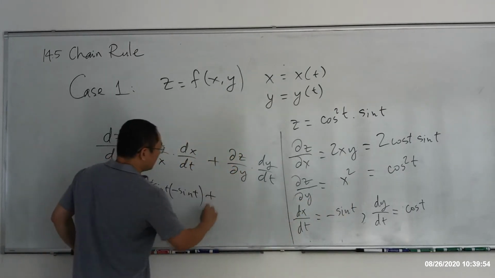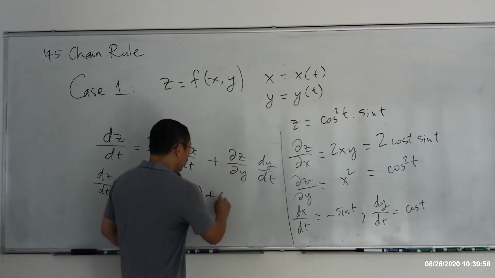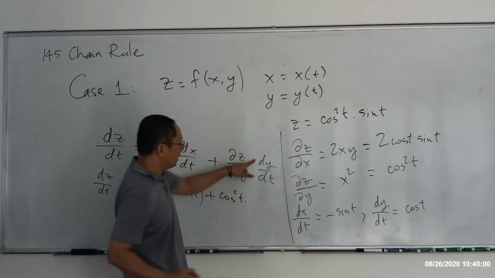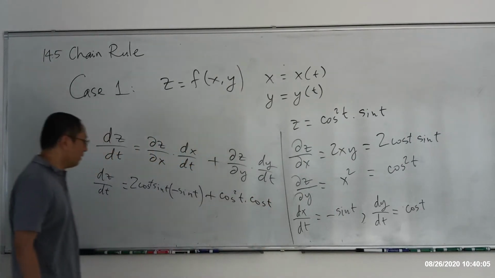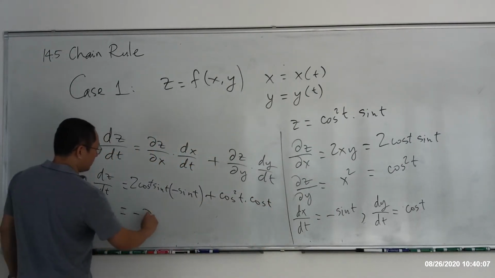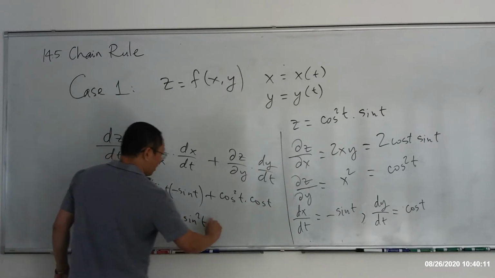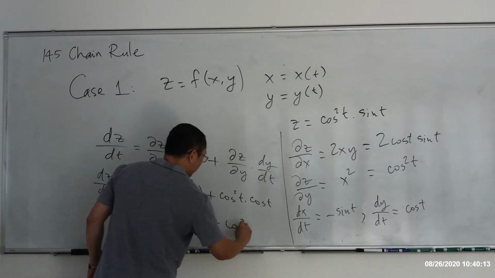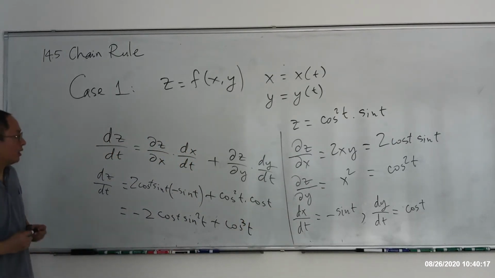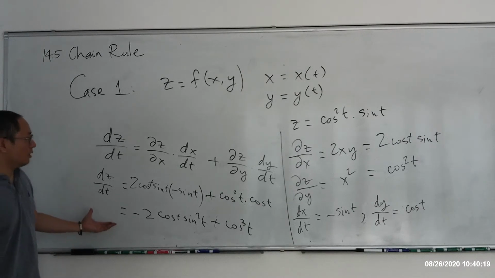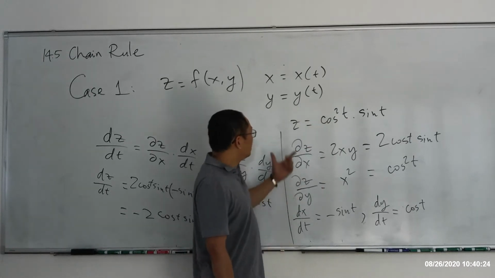And then plus dz over dy right here, partial derivative dz over dy is cosine squared t times dy over dt is cosine t. And of course, simplify, you have the answer. It's going to be negative 2 cosine t sine squared t plus cosine cubed of t. That would be dz over dt, okay, using the chain rule. And of course, if you don't want to use the chain rule, you can differentiate z from here directly. You should have the answer.